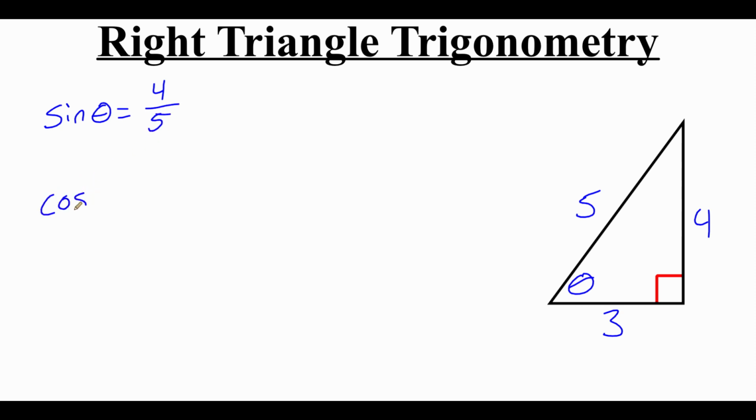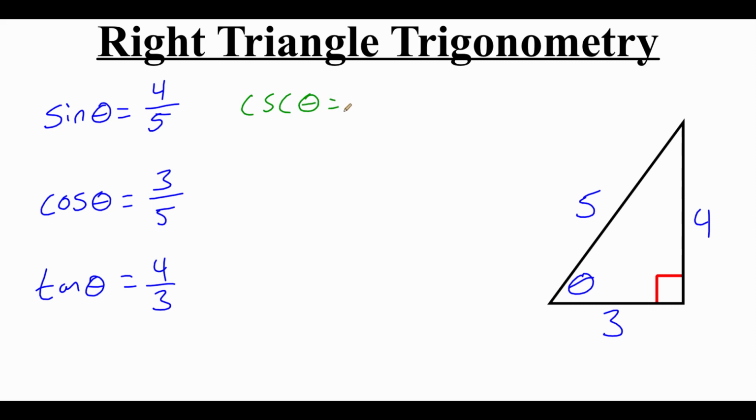If I wanted to do the cosine of theta, we know that the cosine is the adjacent over the hypotenuse, so I would go 3 over 5. And if I wanted to find the tangent of my angle theta, tangent is opposite over adjacent, so that would be 4 over 3. Now I can also find these reciprocal trig functions as well. So if I wanted to find the cosecant of theta, cosecant is the reciprocal of the sine, so it's hypotenuse over opposite, so that would be 5 over 4.